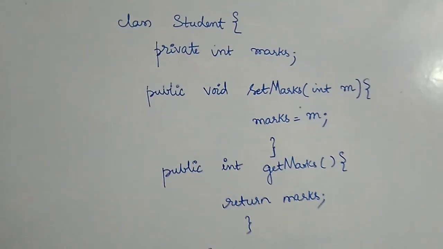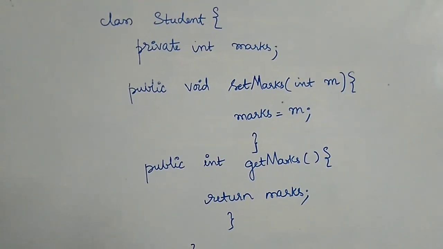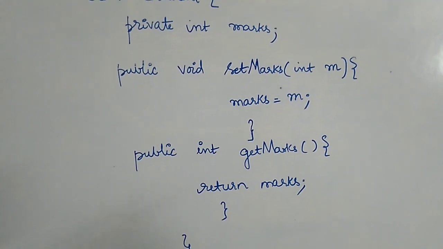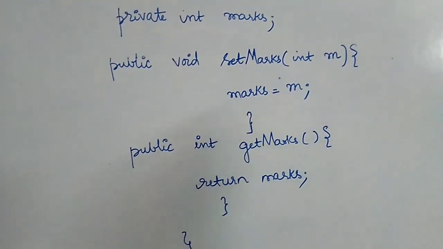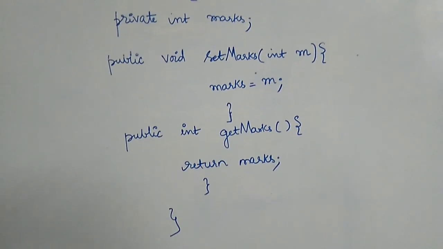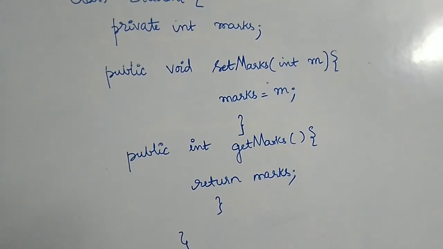Who can use this setMarks and getMarks? Since I said that this set method or this get method can be used by the outside code, everybody cannot set the methods.